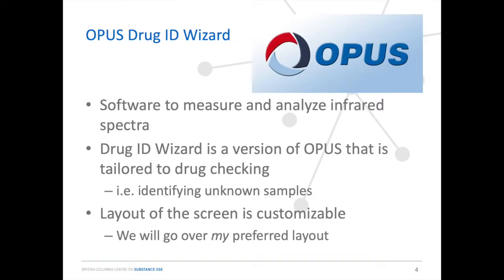Let's start by going over the OPUS software and the basic parts of the main window. OPUS is a proprietary software of Bruker that allows us to measure and examine infrared spectra that are collected with the FTIR spectrometer. It is the software we use to analyze samples submitted to drug checking. We are going to go over the Drug ID Wizard version of OPUS in these webinars, as that is what we use for drug checking in British Columbia.